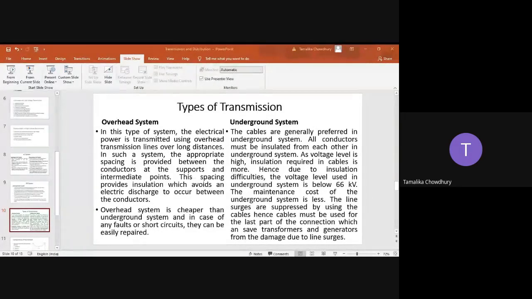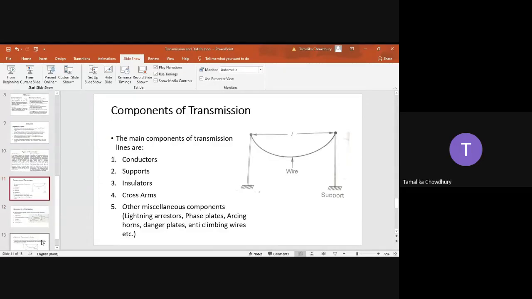So the two things that we are going to study, beginning with the overhead transmission lines, we'll go on to the different components. What are the different things included in the overhead system? What needs to be studied? Those things are going to be there. These are the different components of transmission. As we can see in this diagram, I hope it is clear.